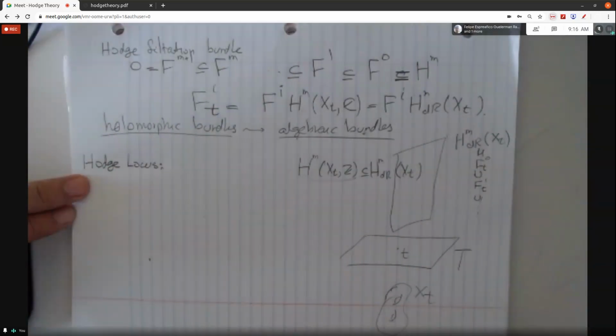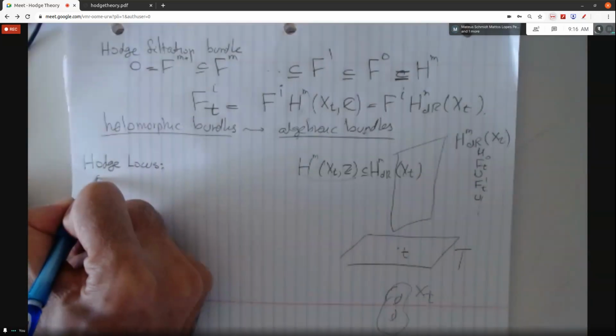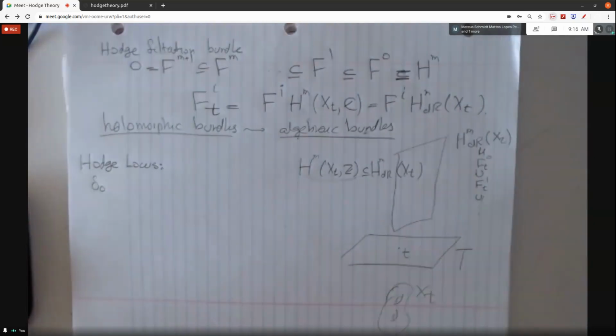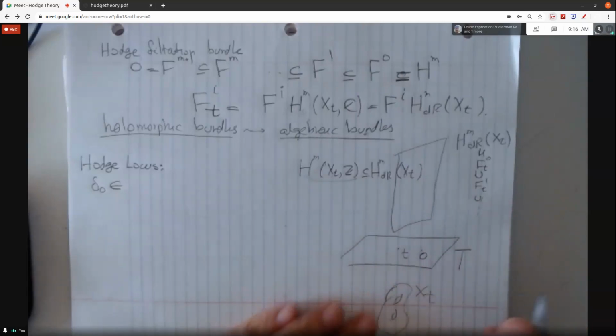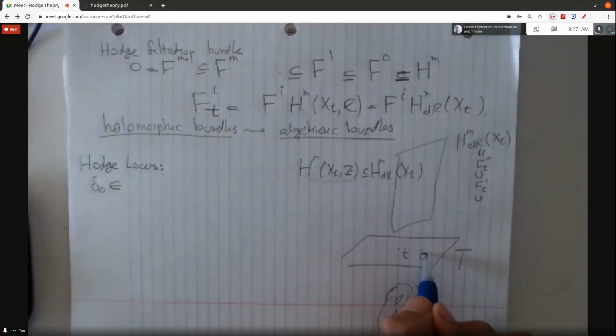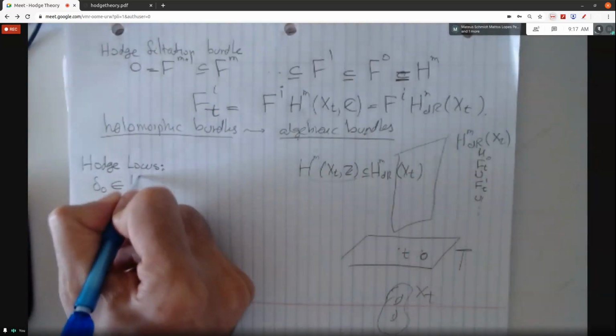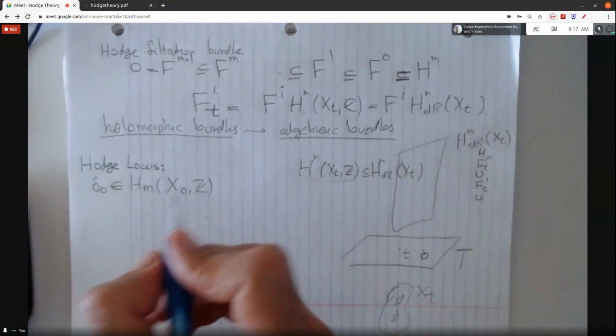So basically, what is Hodge locus? I mean, you take a Hodge cycle and you want to deform it to nearby fibers such that it is still Hodge. Okay, so for the Hodge locus we start from Hodge cycles. For my T, I will always have a point called 0. This is just fixing a point in T, or fixing X_0. Okay, let delta be in H^m(X_0, Z) a Hodge cycle.